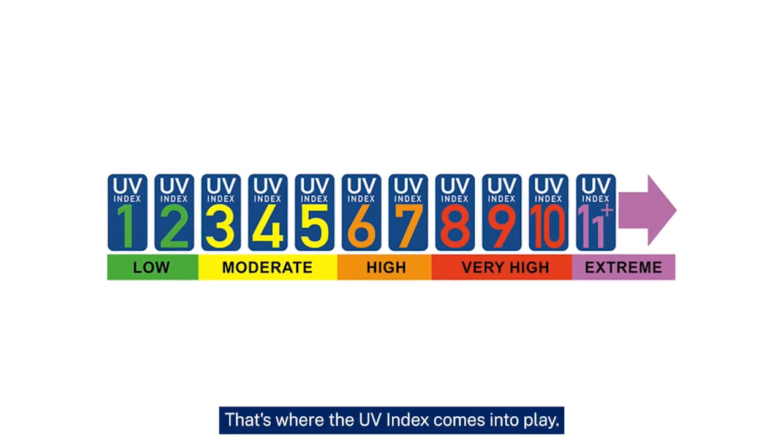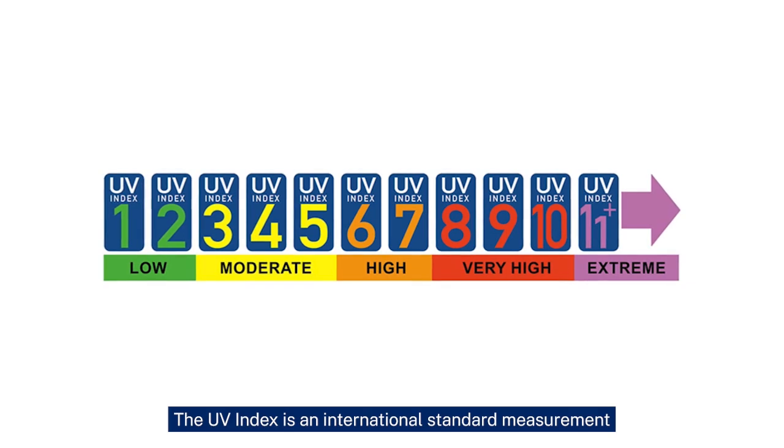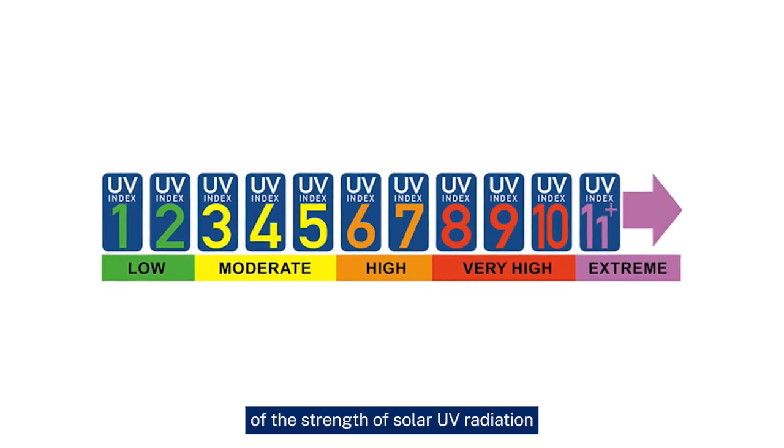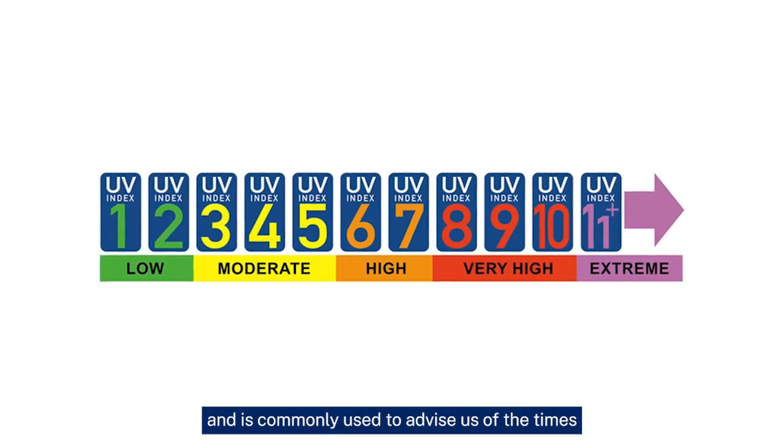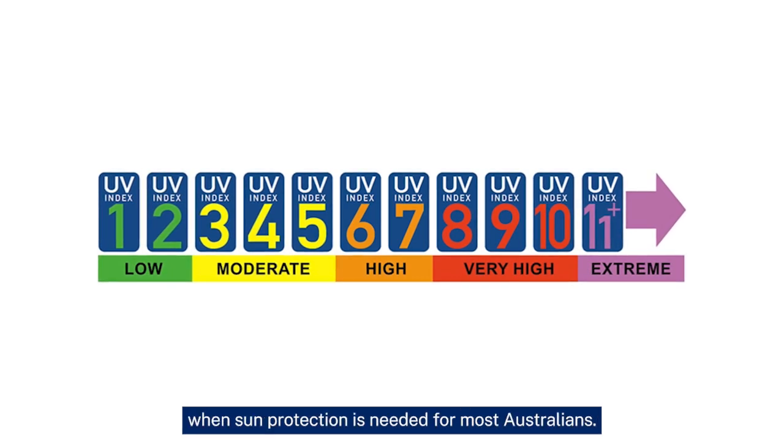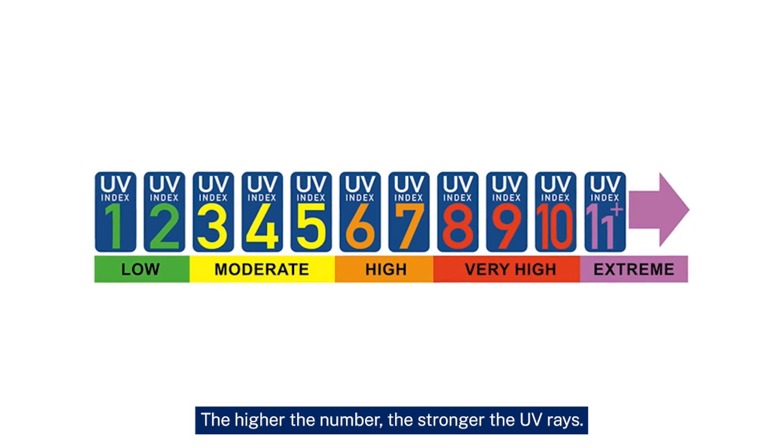How do we measure UV? That's where the UV index comes into play. The UV index is an international standard measurement of the strength of solar UV radiation and is commonly used to advise us of the times when sun protection is needed for most Australians. The higher the number, the stronger the UV rays.